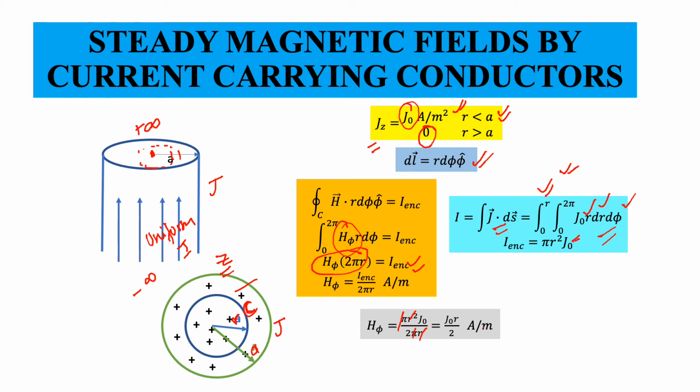So we see that the magnetic field H phi is a linear function. It is actually increasing linearly from the value of 0 at the center, where r is equal to 0, then it gradually goes up, reaching a value J naught a by 2 as the contour extends to the outer radius a. Okay, so this is how it will work.